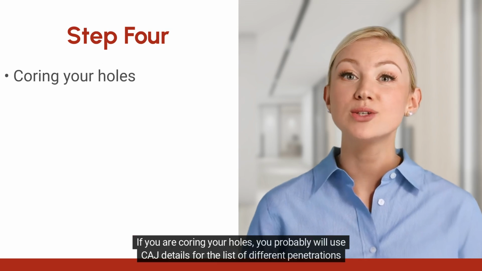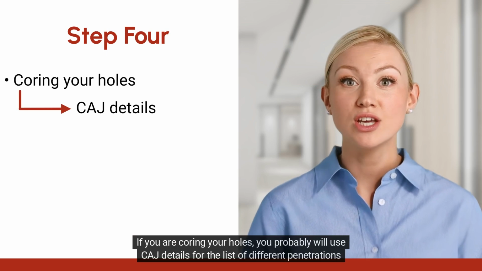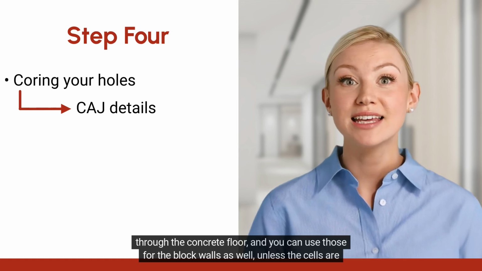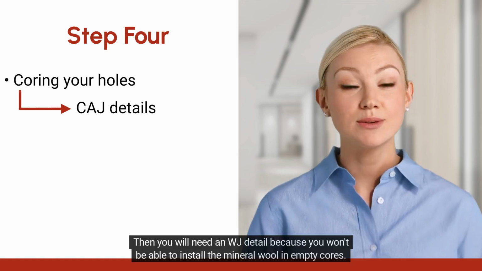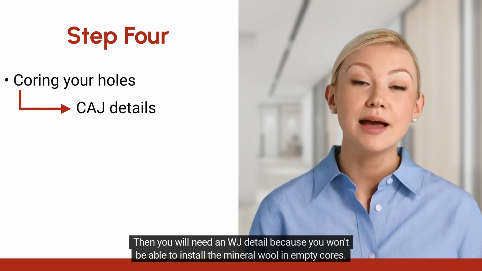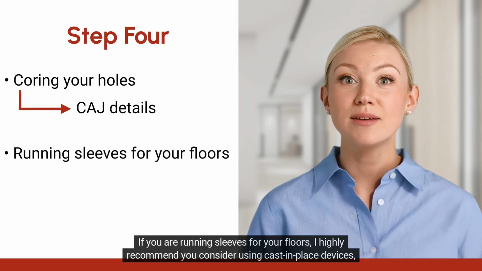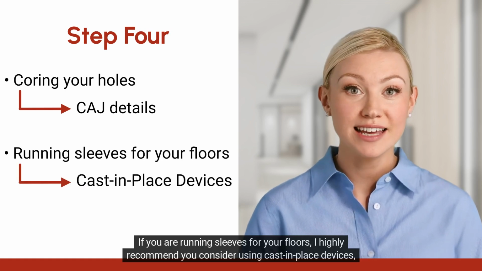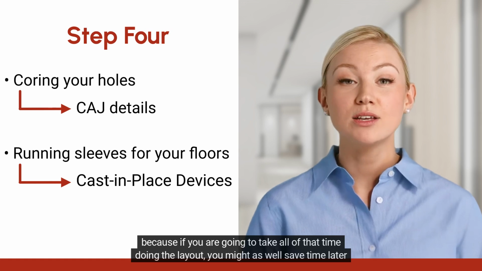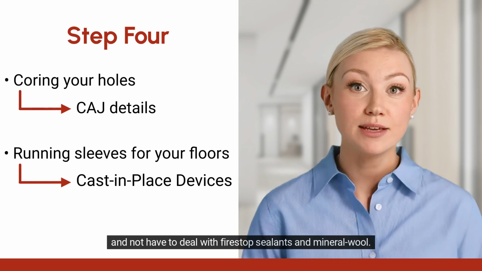If you are coring your holes, you probably will use CAJ details for the list of different penetrations through the concrete floor. And you can use those for the block walls as well, unless the cells are not filled. Then you will need a WJ detail because you won't be able to install the mineral wool in empty cores. If you are running sleeves for your floors, I highly recommend you consider using cast-in-place devices because if you are going to take all of that time doing the layout, you might as well save time later and not have to deal with Firestop sealants and mineral wool.